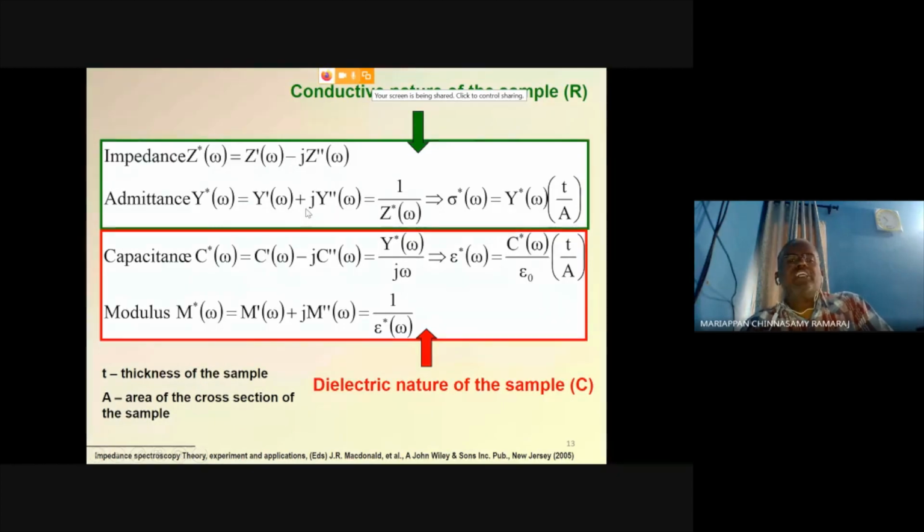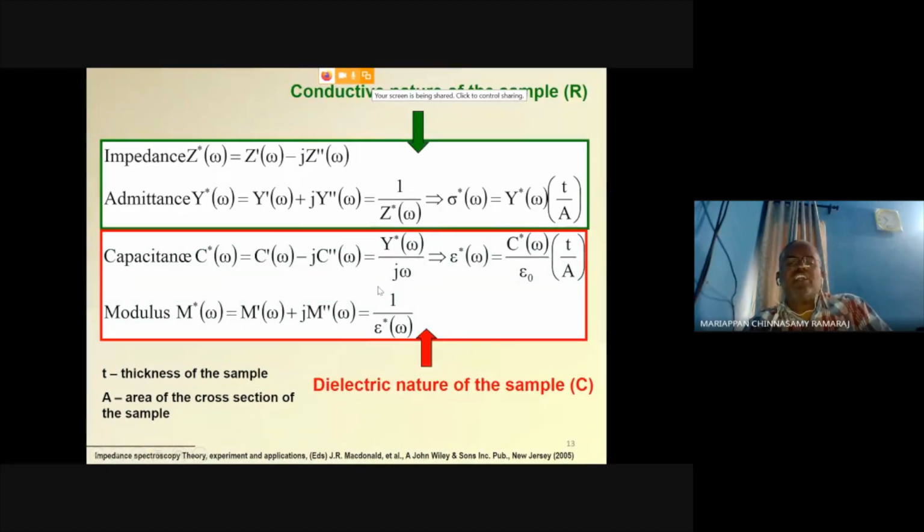If your material is a conducting material, you can analyze it in the impedance representation. You may be aware of the pole plot. So you can analyze the material's impedance or admittance. If your material is dielectric in nature, you can analyze it using complex permittivity spectroscopy or modulus spectroscopy.